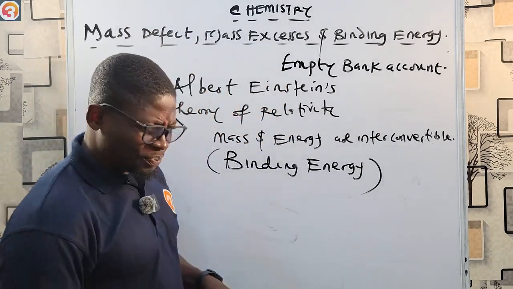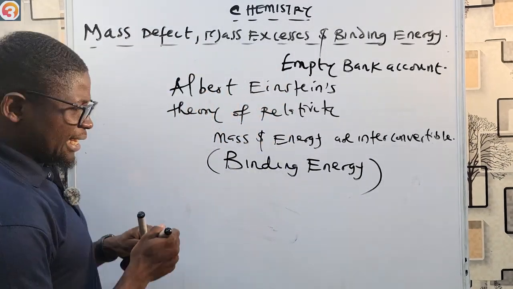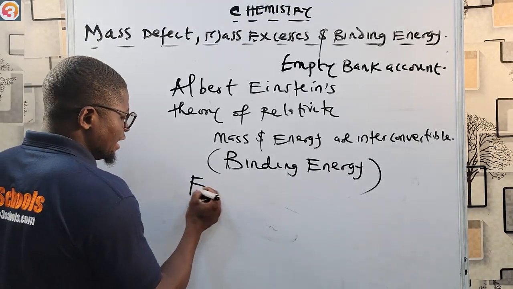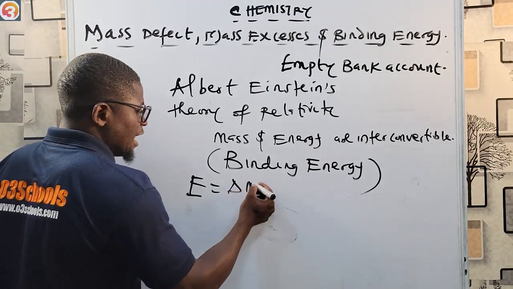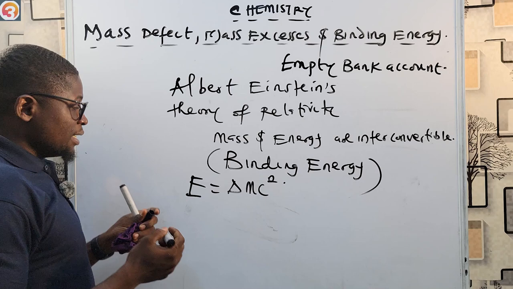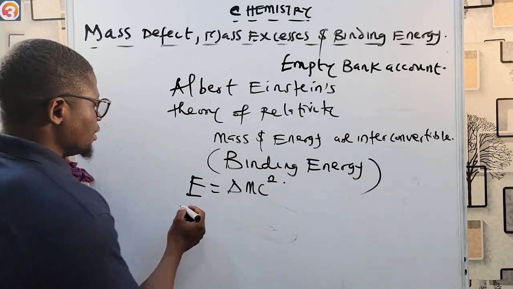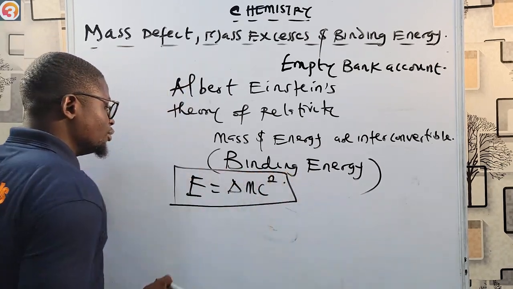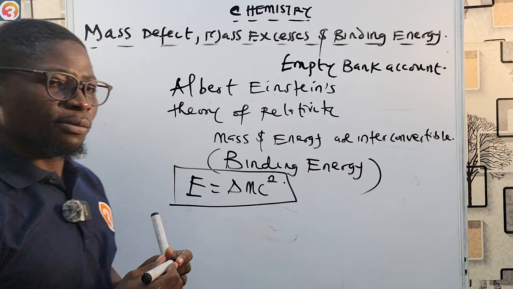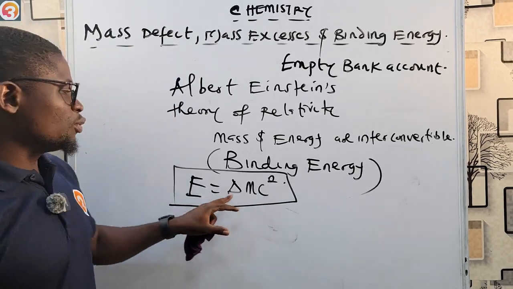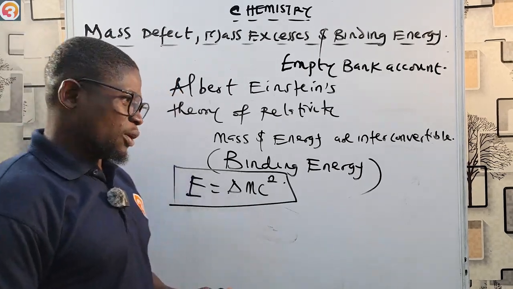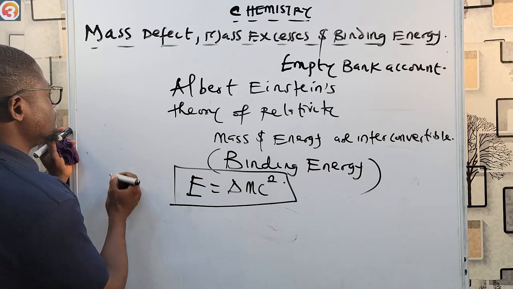Now, according to Albert Einstein, the binding energy E is equal to mc squared. You must know this formula. Most of you have seen this formula, but don't know how it comes about. So E is equal to delta m c squared.